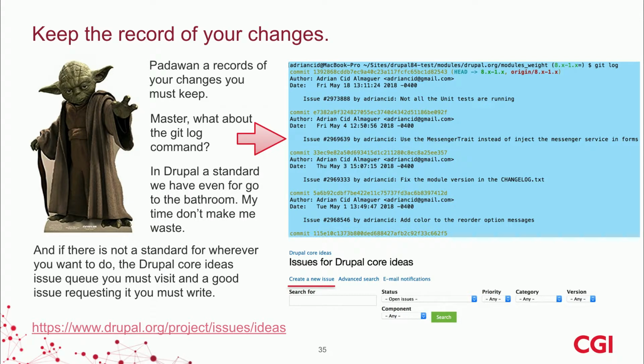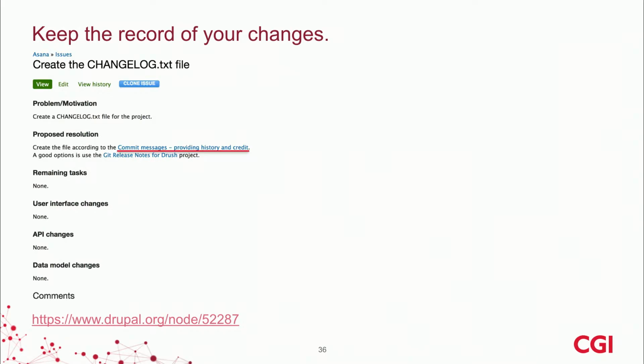And if you are trying to do something and you don't find how to do it, you can always go to the Drupal ideas project and create a new issue requesting a standard or a git line to accomplish this task. This is the Drupal core ideas issue queue. But this is a template for a changelog file. There is a page explaining how to create this file.